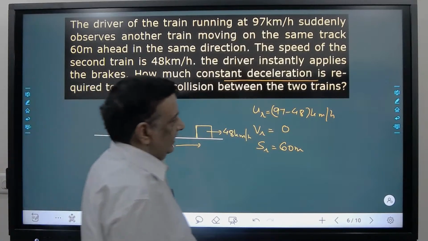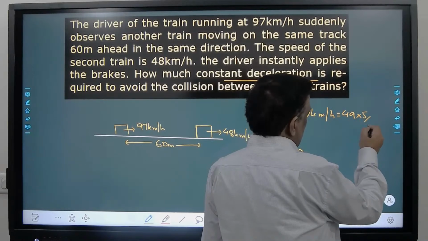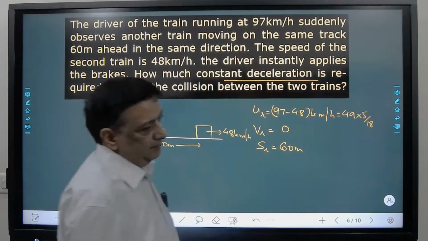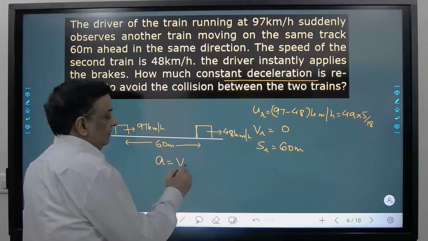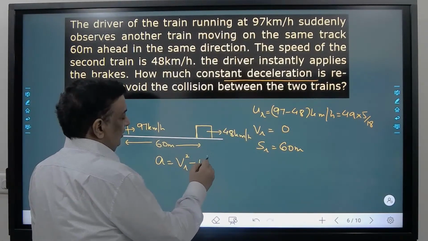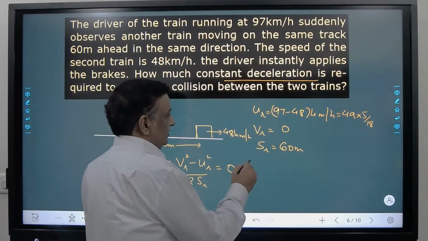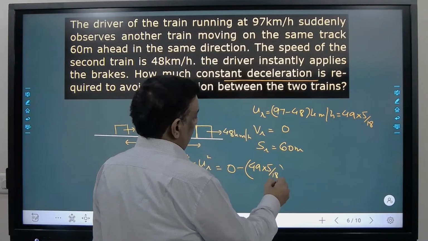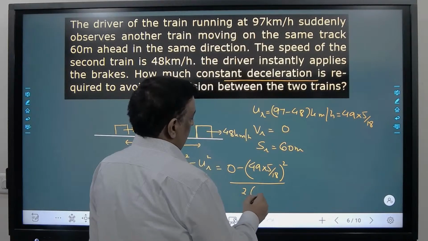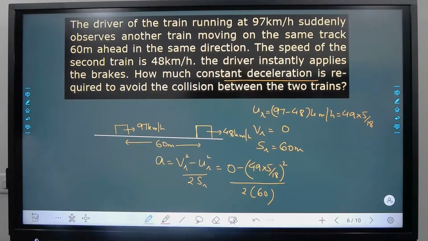So this is 49 kilometer per hour, or in meter per second it means 49 into 5 by 18. Now you can simply apply the formula. Retardation is final relative velocity square minus initial upon 2 into SR. So 0 minus, so this will give you the answer. What should be the retardation of the train? So you can find the retardation.